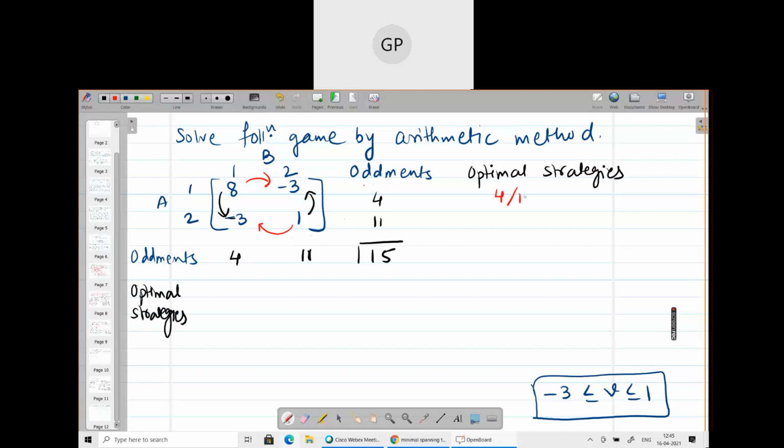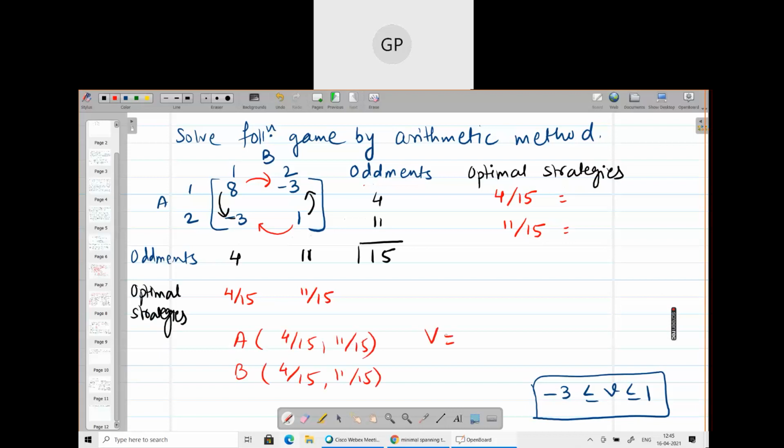So the optimal strategies will be 4 by 15, 11 by 15, 4 by 15, 11 by 15. You can convert them into percentages. For player A, the optimal strategies are 4 by 15 and 11 by 15. For player B also, 4 by 15 and 11 by 15.